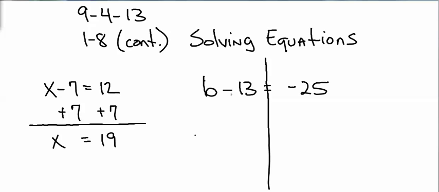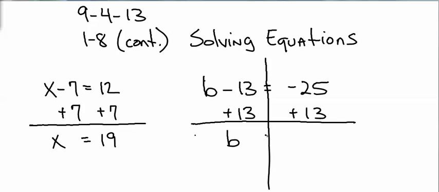In this case, what's your first step to solve for b? Brandon? Adding 13. So I'm going to add 13 to the left side, and I'm going to add 13 to the right side. On the left side, I'm just left with a b equals negative 25 plus 13. Negative 12. Do it with your calculator if you're not sure.